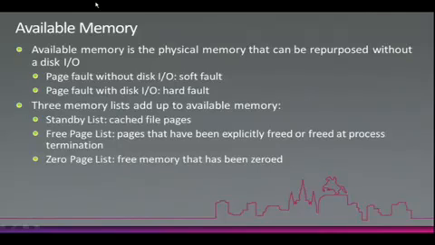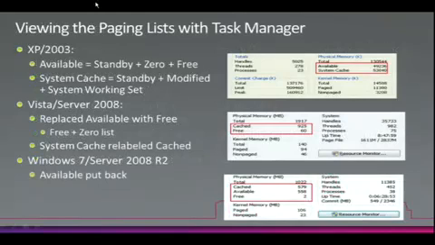And then finally, if those lists are empty, well, it has no choice but to start to eat away at the standby list, which is eating away at the cached file data in the system. There's a number of ways you can see the available memory counter. So XP Server 2003, you can see up on the top right. There's available, and then there's system cache. And system cache is actually standby list plus the modified list plus the system working set.